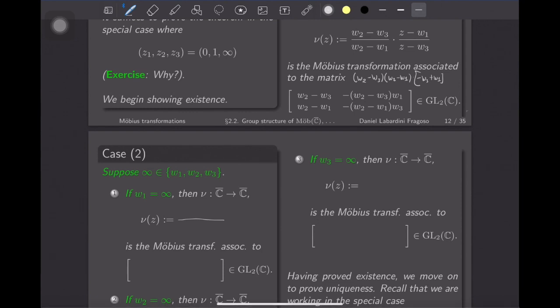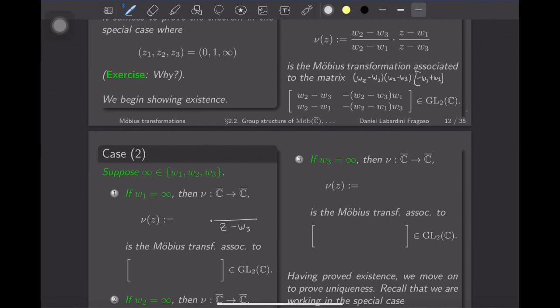I want to send infinity to 0. Right, infinity to 0. But infinity has to go to alpha divided by gamma. So I take alpha equal to 0, and then in the denominator, I take z minus W3.